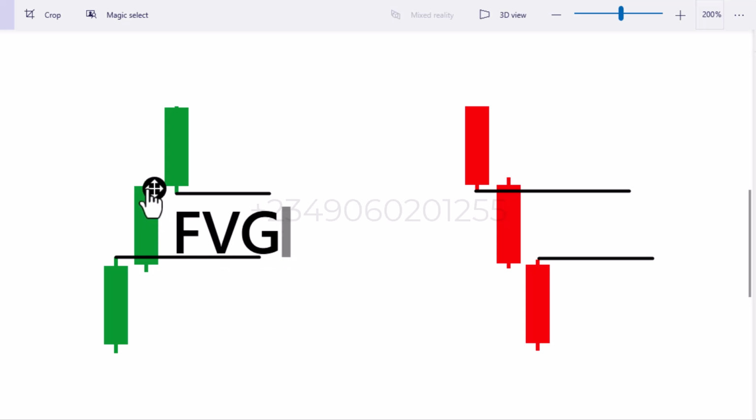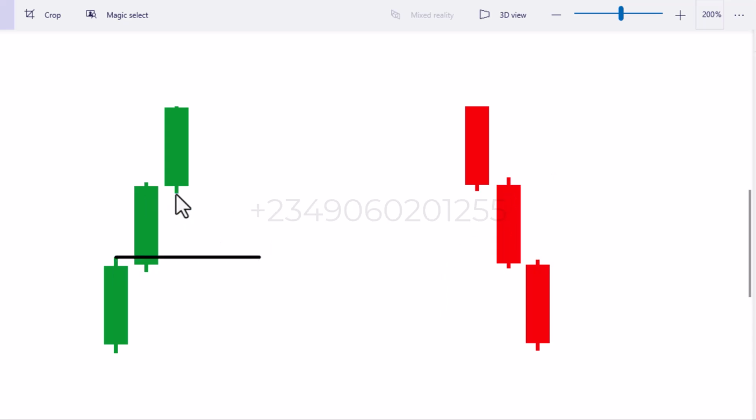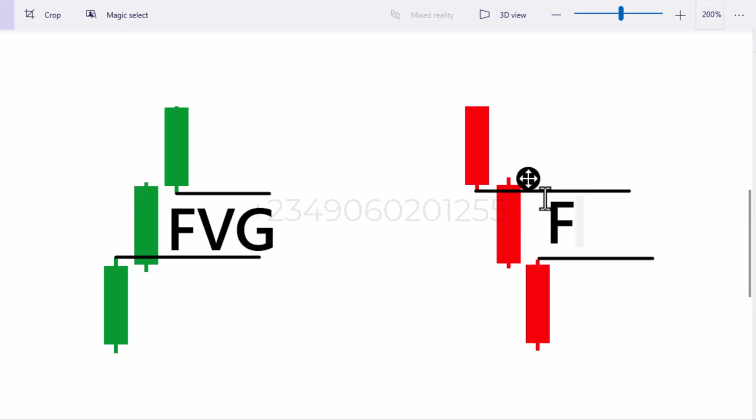FVG fair value gap trading strategy. How can you as a trader use the fair value gap trading strategy? What is the fair value gap trading strategy all about? Have you heard something like that, FVG fair value gap? Have you been wondering what fair value gap FVG is all about?